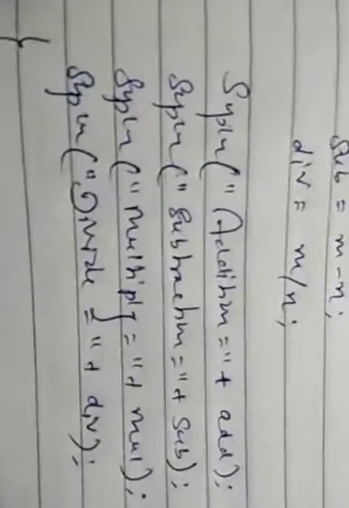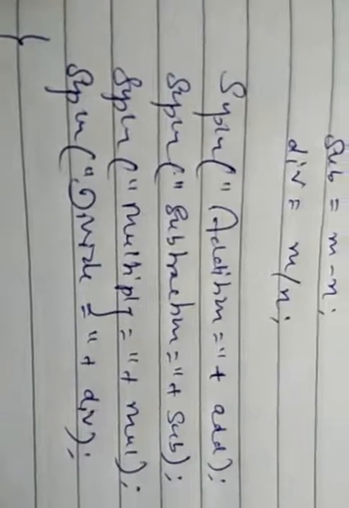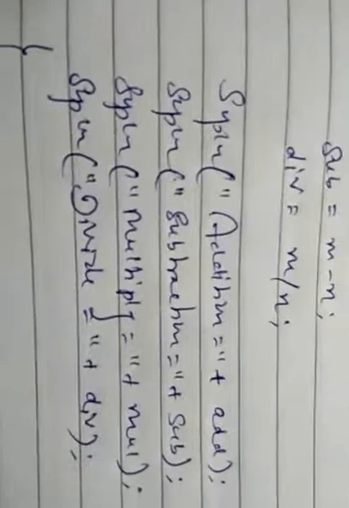And now we are printing here System.out.println addition, subtraction, multiplication, division. So all the results will be printed with headings on different lines.